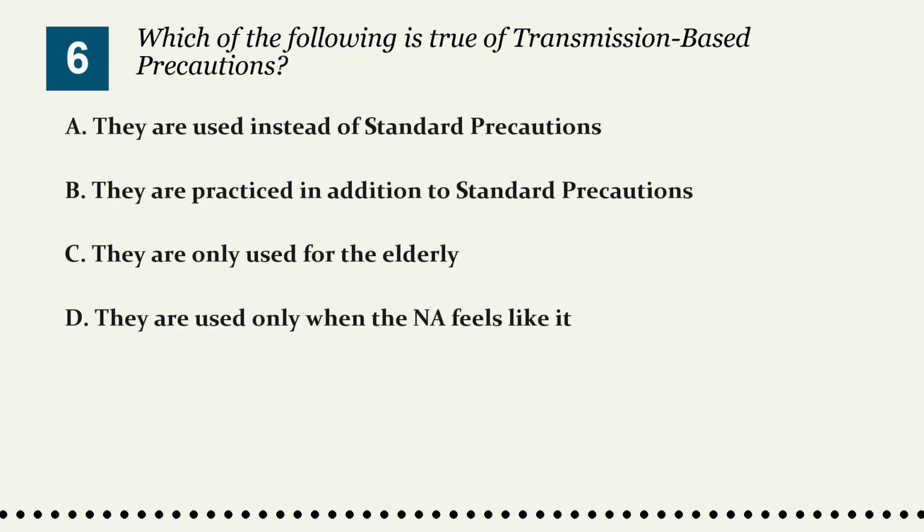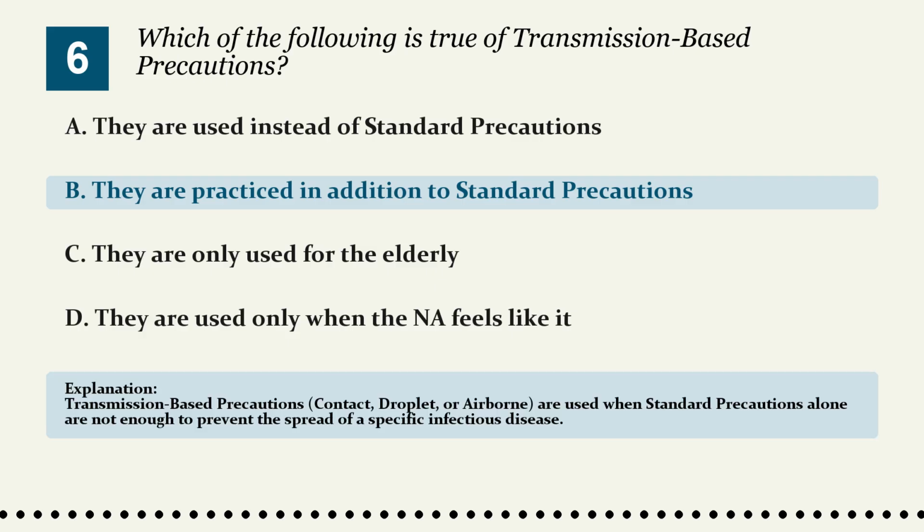Question 6. Which of the following is true of transmission-based precautions? Option A. They are used instead of standard precautions. Option B. They are practiced in addition to standard precautions. Option C. They are only used for the elderly. Option D. They are used only when the NA feels like it. The correct answer is option B. They are practiced in addition to standard precautions. Transmission-based precautions, contact, droplet, or airborne, are used when standard precautions alone are not enough to prevent the spread of a specific infectious disease.